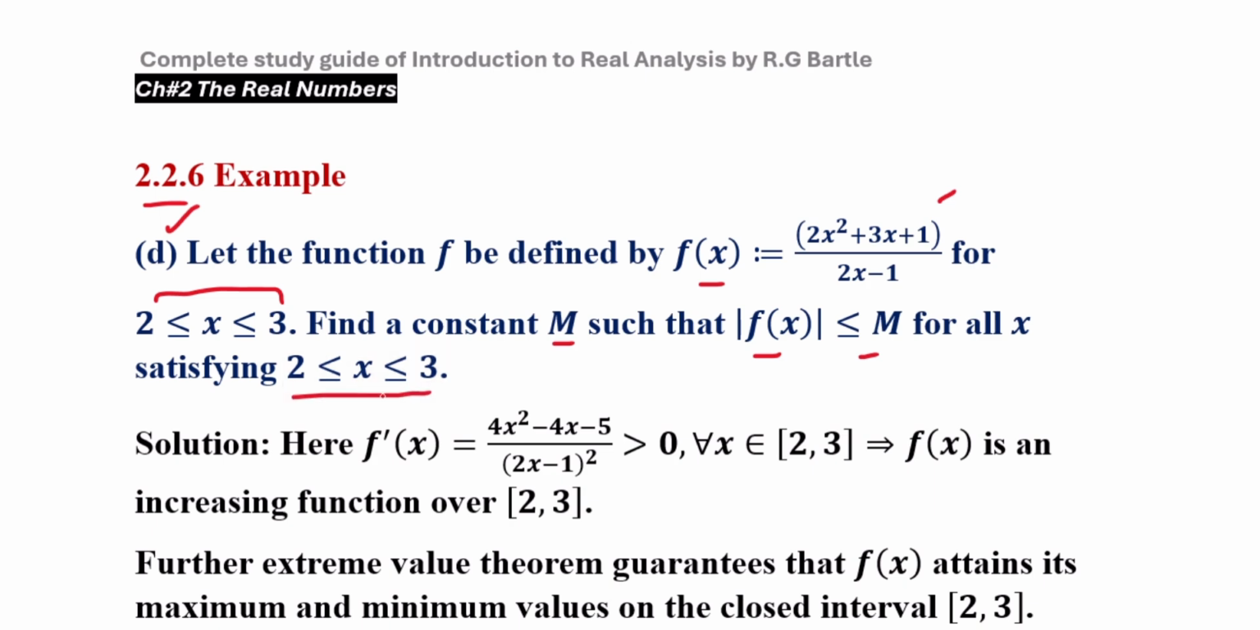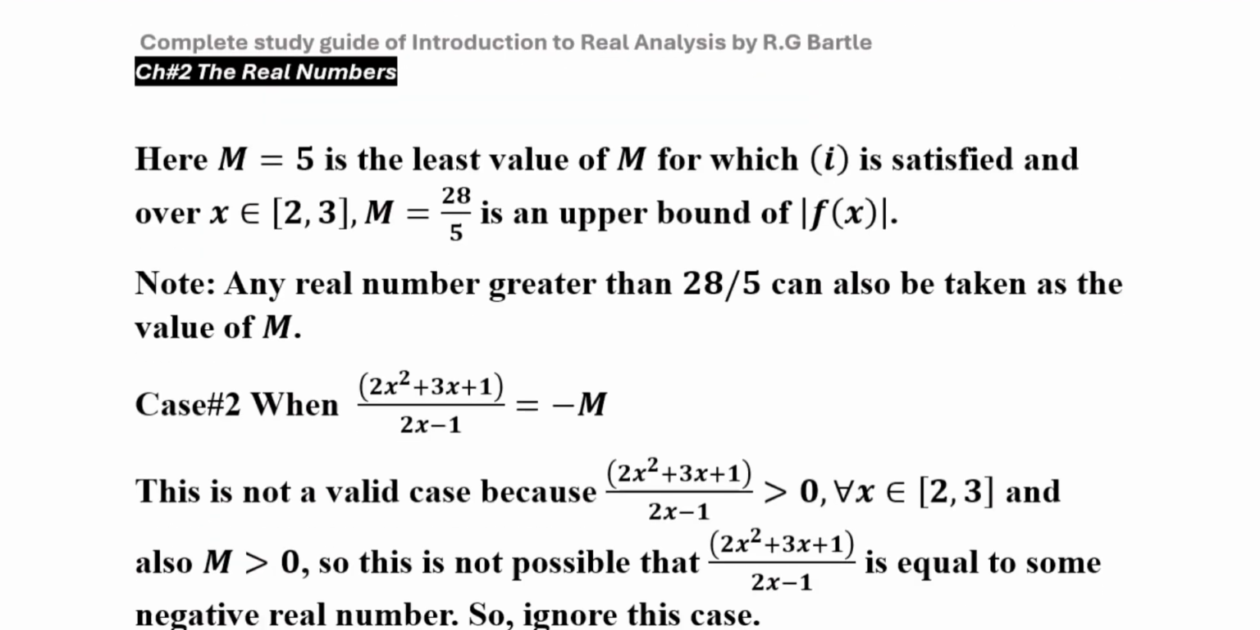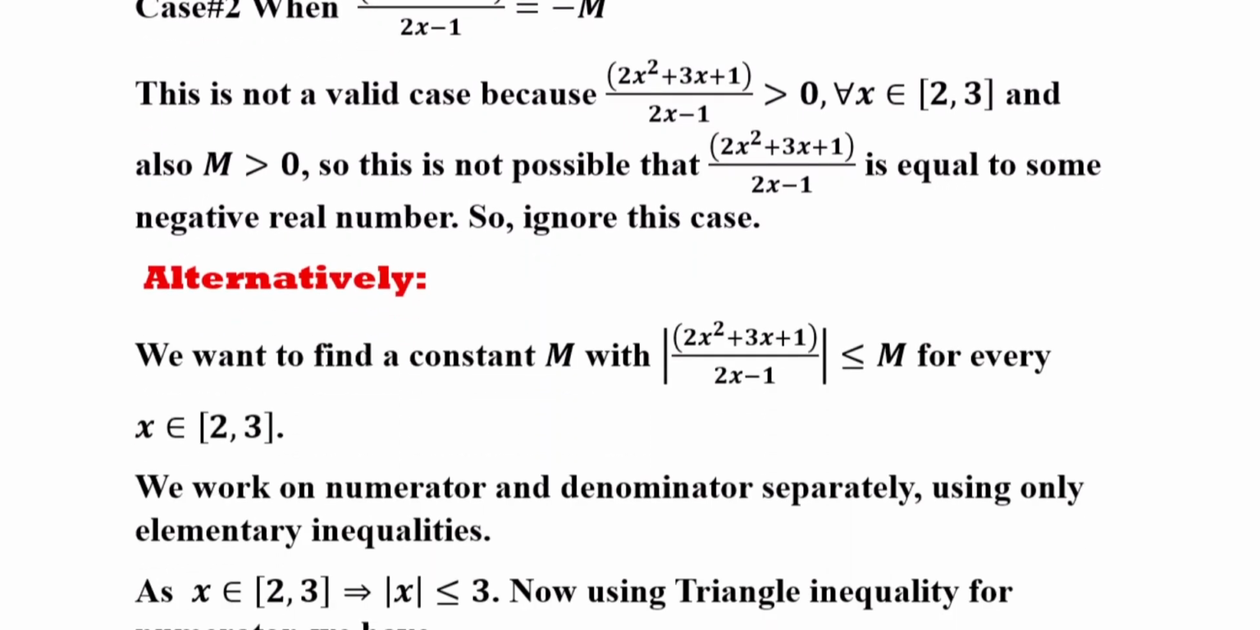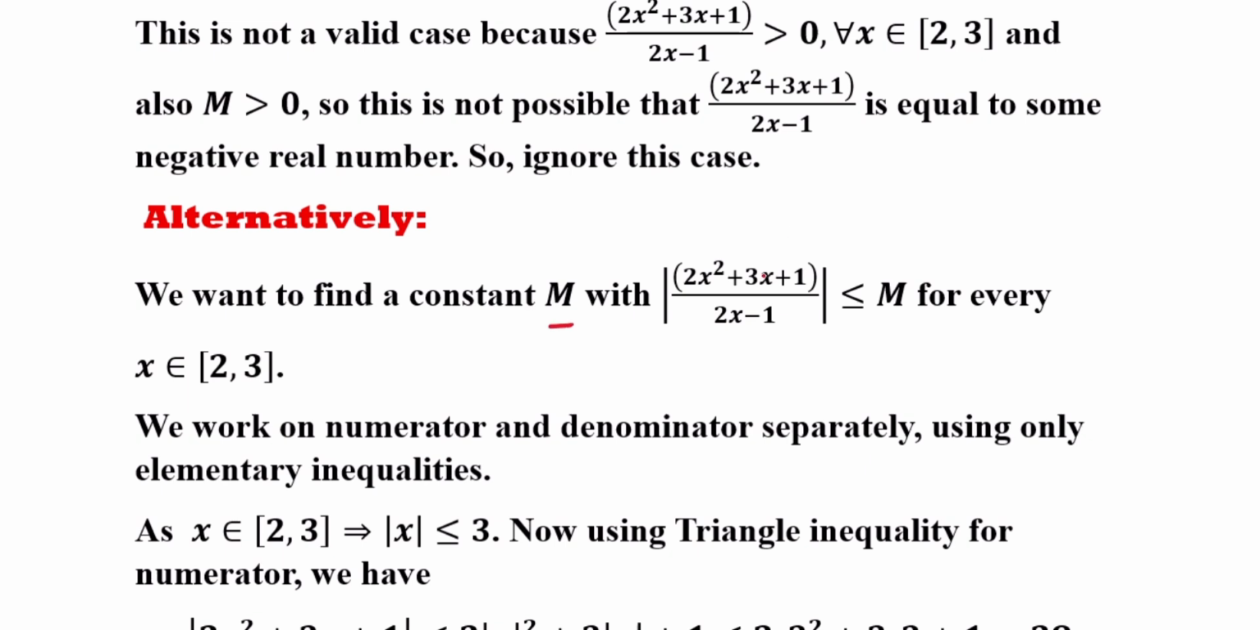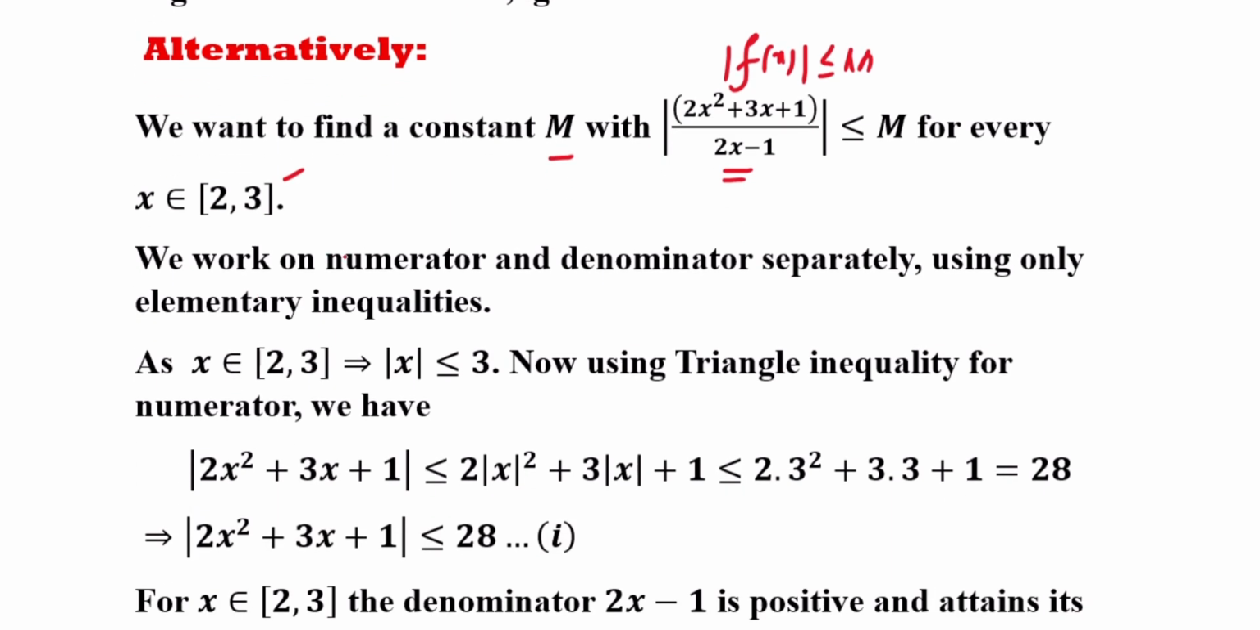I will solve this question using two methods. One is the method given in this book by Robert G. Bartle, and the second is an alternative solution given by me. So let us first discuss the method given in the book. We want to find a constant m with absolute f of x less than or equal to m, where our function f of x is this, for every x in the closed interval 2 to 3. Bartle says we will work on the numerator and denominator separately using only elementary inequalities.